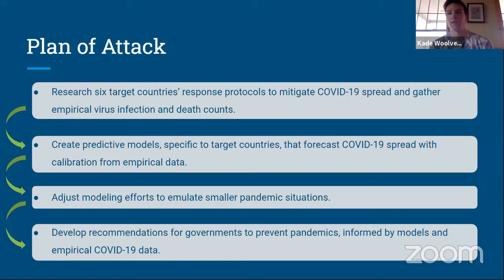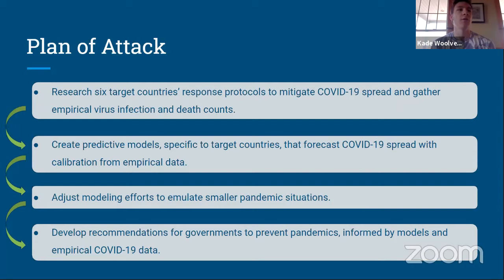We then used this data to create predictive models in an effort to forecast what the coronavirus spread would look like in these countries, which proved to be a relatively difficult task. Throughout the presentation, you're going to see a documentation of the models in an effort to do this.